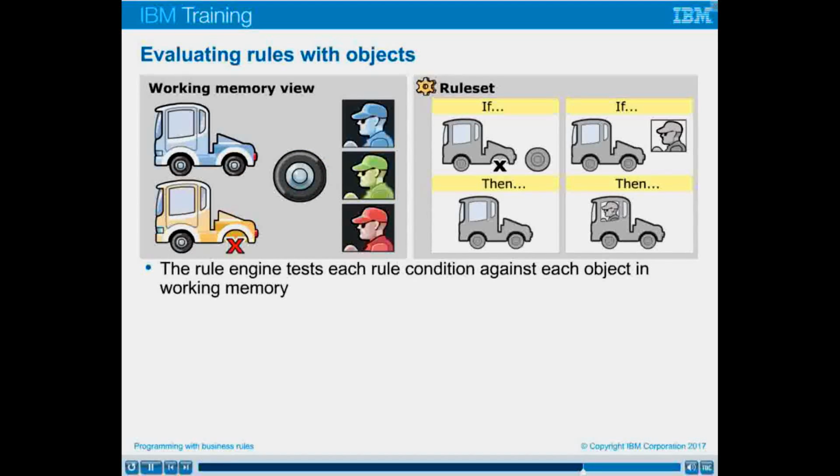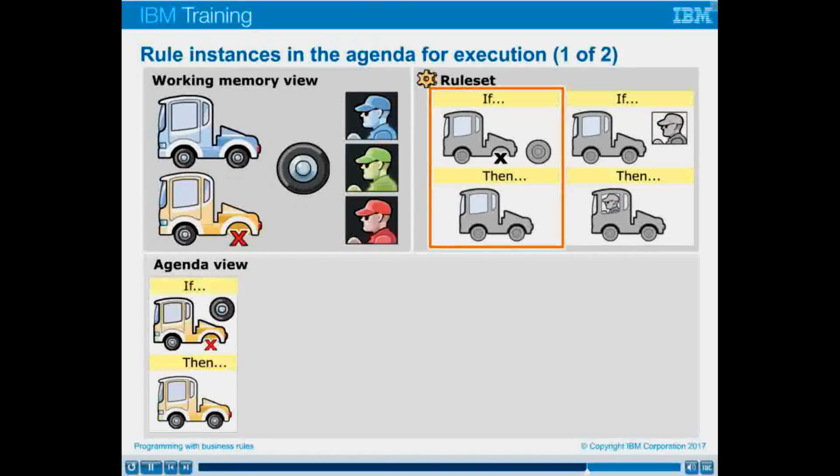The rule engine starts the pattern matching process by testing each rule condition from the two rules against each object in working memory. When the rule engine evaluates the conditions in the change tire rule, it finds a matching truck and an available tire in working memory. Because the rule condition tests true, an instance of the change tire rule is put into the agenda.